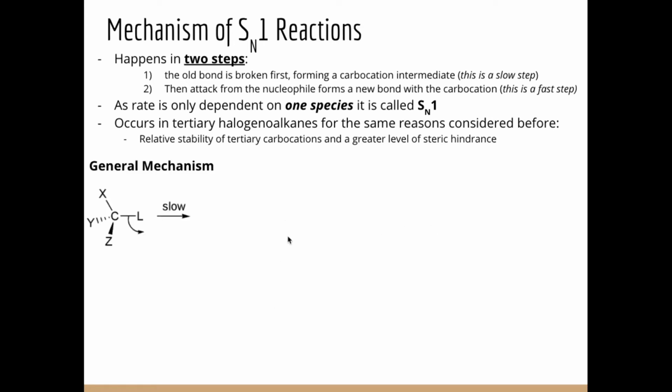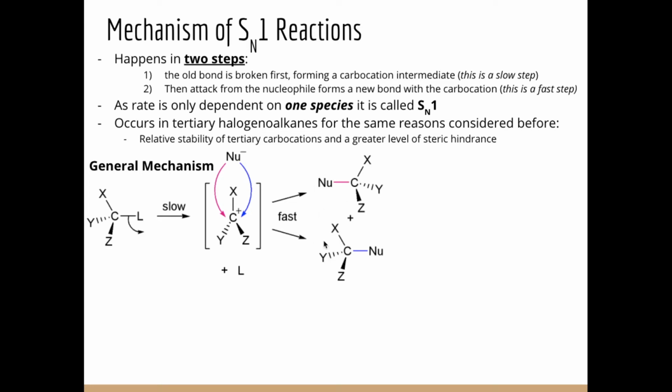So let's look at this general mechanism. We said firstly that the bond is broken. We'll see the leaving group leave, and then we form the carbocation intermediate. That leads us to the second step. We have very quick attack from the nucleophile. That will give us our substitution reaction.